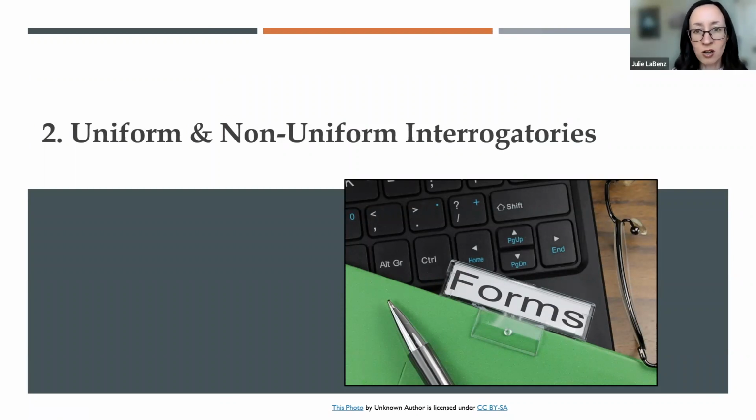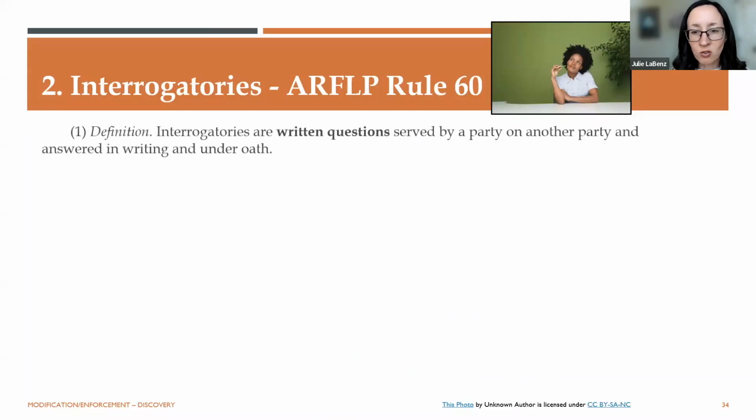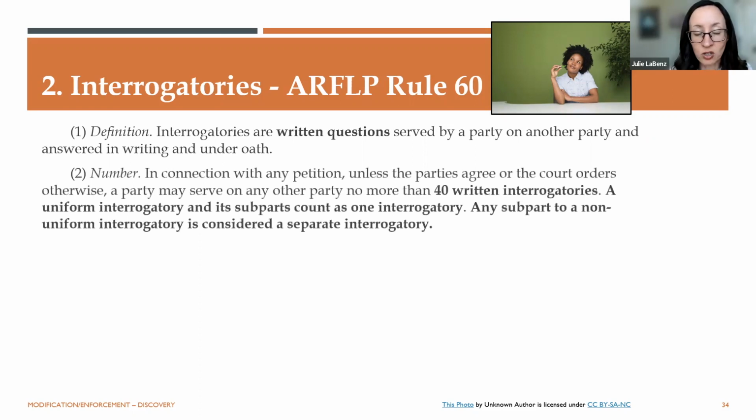Now let's talk about another type of discovery tool, which are uniform and non-uniform interrogatories. So this is under Rule 60, and interrogatories are written questions from one party to the other in which they're answered under oath. They're answered in writing and under oath. There's a maximum of 40 written interrogatories that you're limited to, and a uniform interrogatory and its subparts count as one, but any subpart to a non-uniform interrogatory is considered a separate interrogatory.